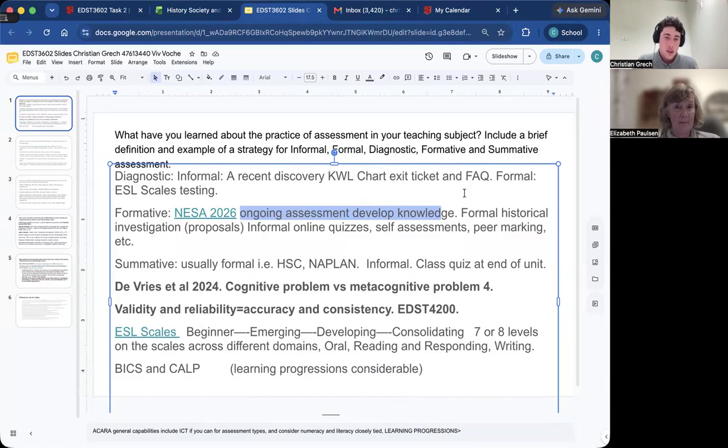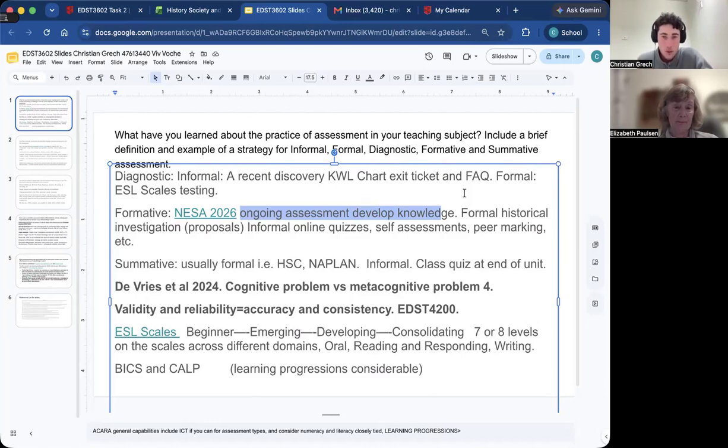One of the things that I would just like to note, I know I only have 2 minutes, is two things for ESL if we're doing the scales. Beginner to consolidating is very diverse. The ESL scales have oral, reading, responding, and writing, so the way it looks is very different. So even just verbal, informal class think-pair-share, visible thinking routines, those are really important as well. But also the design of your questions is really vital.